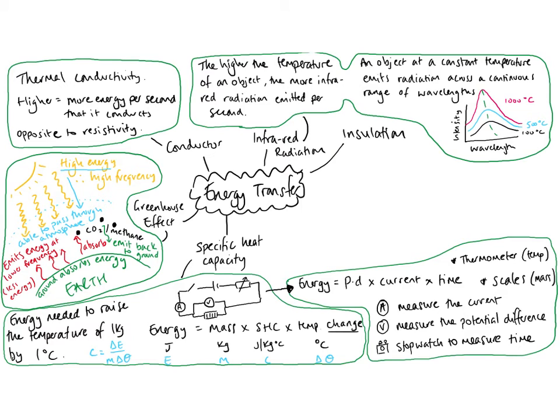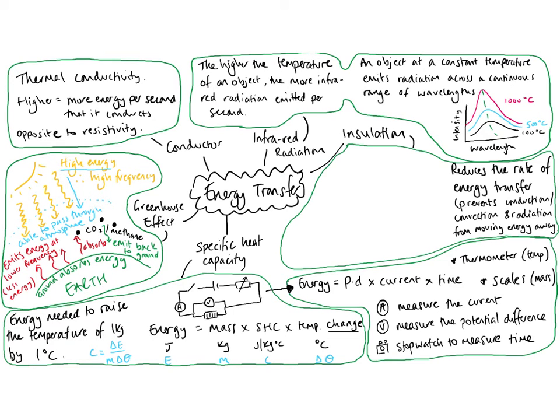On to the final topic in this part, and that's insulation. The whole purpose of insulation is to stop the transfer of energy, to stop energy from moving from one place to another. In other words, insulation reduces the rate of energy transfer, so it prevents things like conduction, convection, and radiation from moving that energy away.